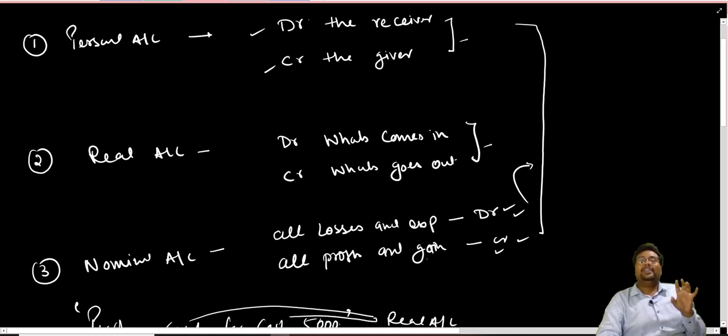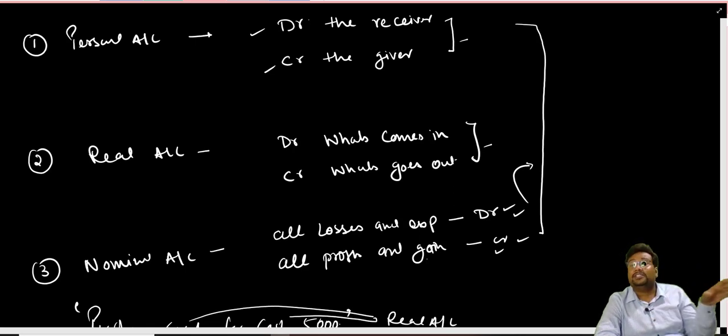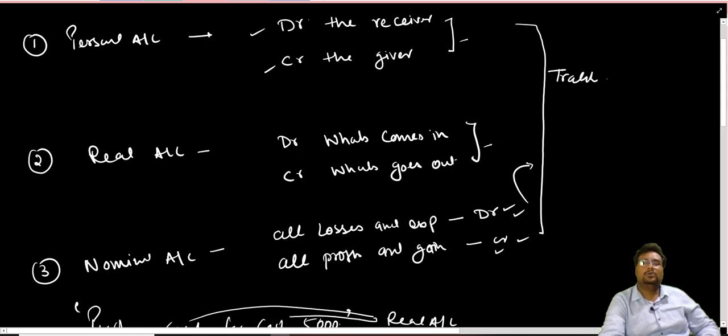And what is the personal account? Debit the receiver, credit the giver. What is the real account? Debit what comes in, credit what goes out. And what is the nominal account? All losses and expenses are debit and all profits and gains are credit. Very simple. Now, one more thing is there, beta. This is also known as the traditional rule of account.